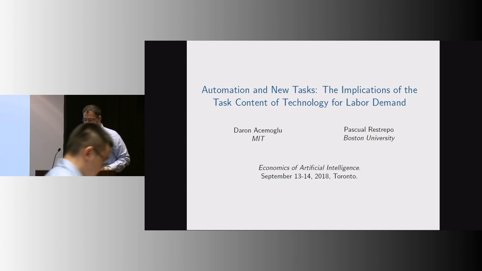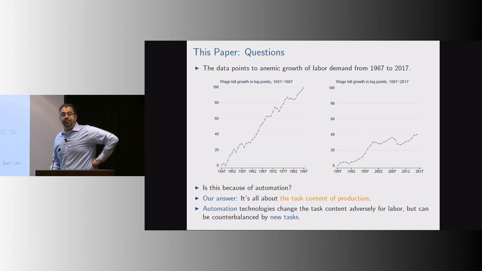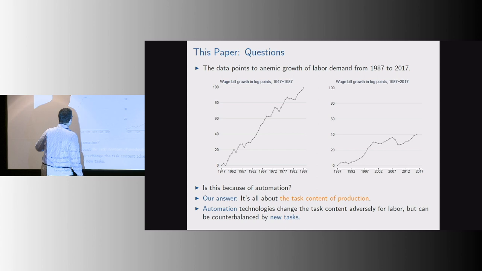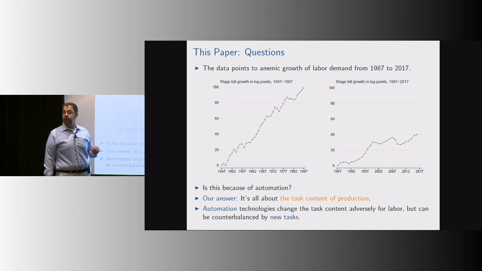If you look at the data, labor demand has been extremely anemic over the last 40 years or so, 30, 35 years. I'll show you, it actually starts around 40 years. So here is an inclusive measure of labor demand, which is the wage bill per population. This is both employment and what goes to wages, so essentially what firms are paying for labor. And if you look at this over the 40 years before 1987, it has some ups and downs, but it's growing fairly steadily.